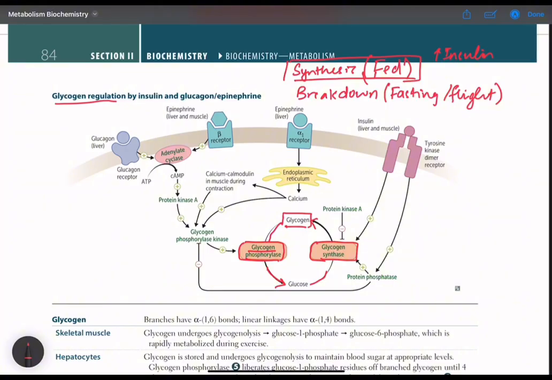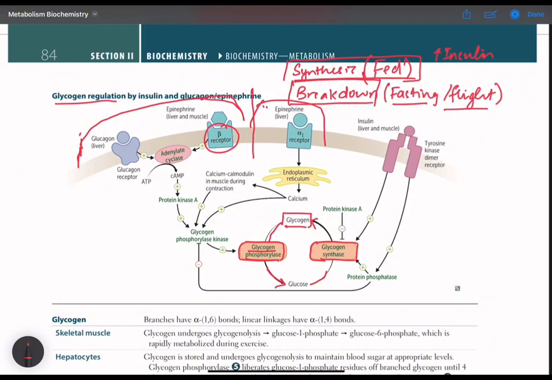While in fasting state or in fight or flight mode, our body needs glucose and it breaks down glycogen. Now the breakdown of glycogen is regulated in two steps. This is the first method or first process, and the second is over here. The first method of glycogen breakdown is via glucagon and epinephrine through beta receptors.